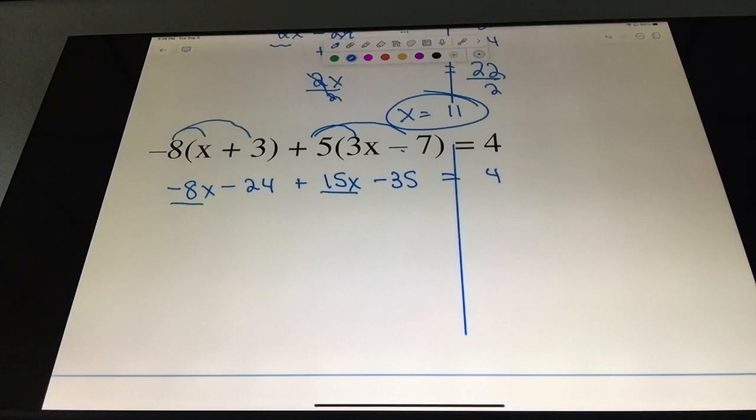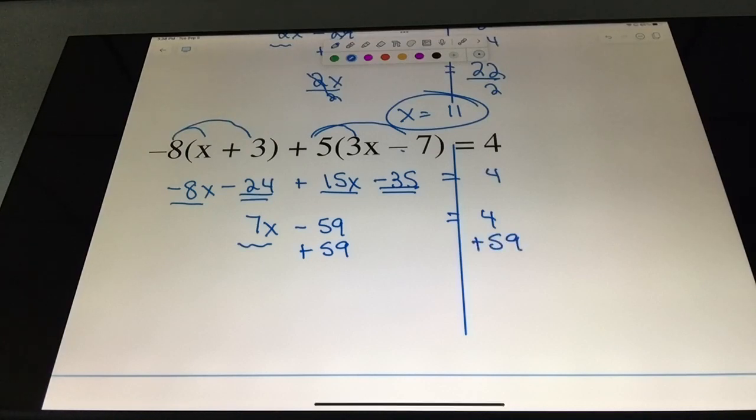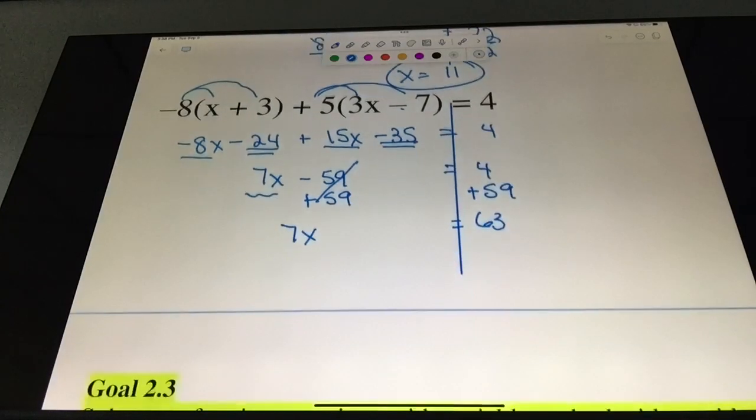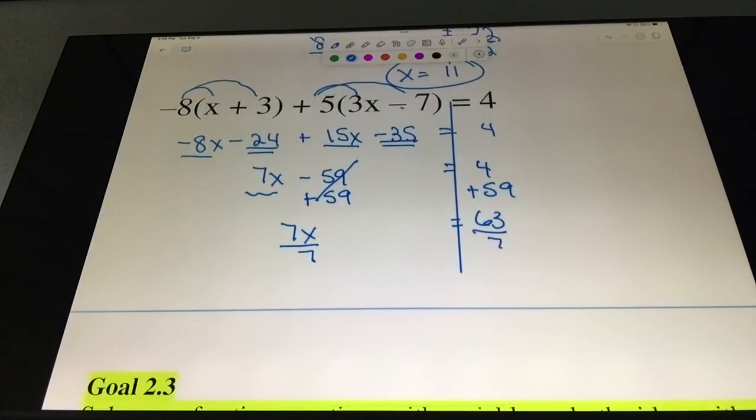Collect, combine, add, whatever word you like terms. So minus 8x plus 15, so minus 8 plus 15 is positive 7x. Minus 24 minus 35 is minus 59 equals 4. Get your x term by itself. So I'm going to plus 59, the opposite of what you see there, plus 59. So 7x comes down, those cancel out. Equals 63. And then lastly, divide by 7. So my 7s cancel, and x equals 63 divided by 7, which is 9.